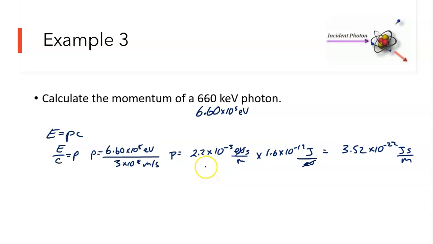Now, in either case, this will work. But if you take a look, 2.2 times 10 to the negative 3 electron volt seconds per meter is a much more manageable number than 3.52 times 10 to the negative 22 joule seconds per meter. And so a lot of times you will see things in electron volts, even though it is a non-standard unit, simply because it is more manageable and the conversion rather simple.